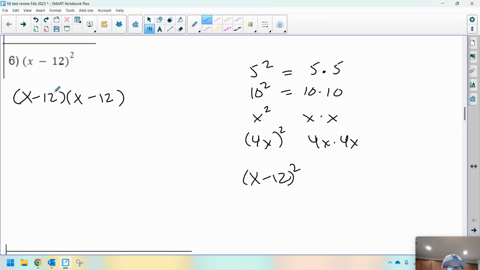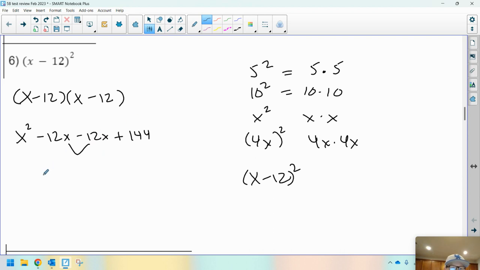So we do the FOIL now. Now this is not like the last one because this has the same exact thing in both parentheses. The last one had a plus in one and a minus in the other, and the middles canceled out. The middles are not going to cancel out here. You're going to have to combine them. So we get x times x, x squared, negative 12 times x, negative 12x. We're going to do the inside now. Negative 12 times x, again, negative 12x. And negative 12 times negative 12. A negative times a negative is a positive 144.